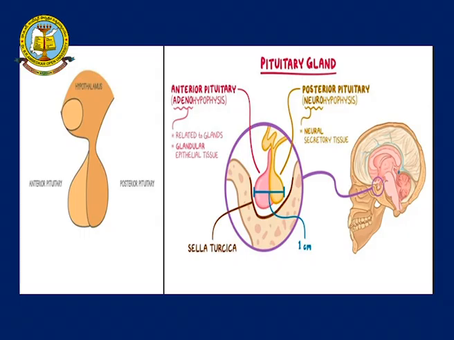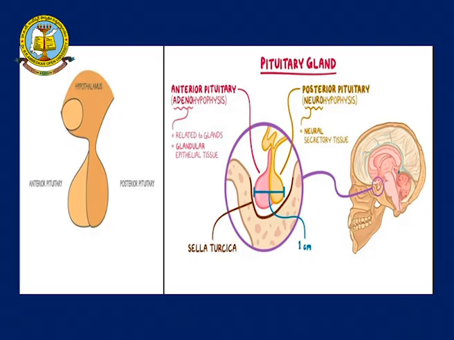There are two regions in the brain, the anterior pituitary gland and the posterior pituitary gland. The anterior is the adenohypophysis, and the posterior pituitary gland is nothing but the neurohypophysis. The anterior pituitary gland is involved in the release and activation of glands and the release of a few hormones. In the posterior pituitary gland region, there is neural secretion from the tissues.